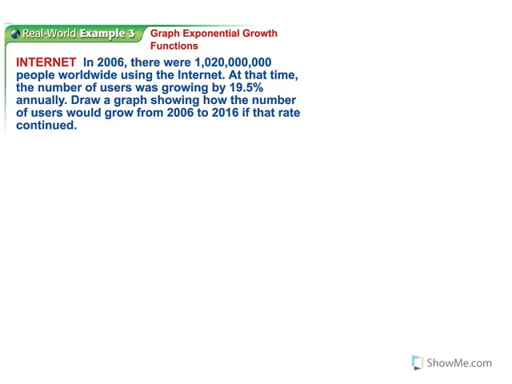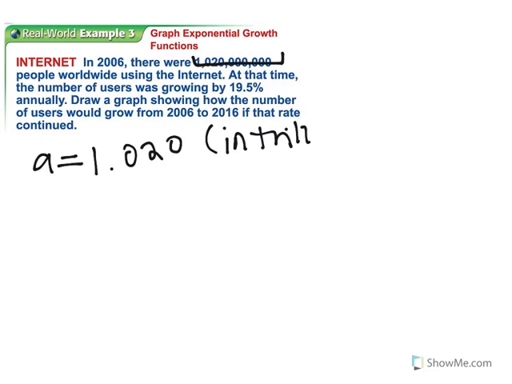So first, we're going to write an equation using A as our number of people. So we're going to say A equals, and we're going to make this 1,020,000,000 look a little bit better by just saying 1.020, and we'll say that this is in trillions.